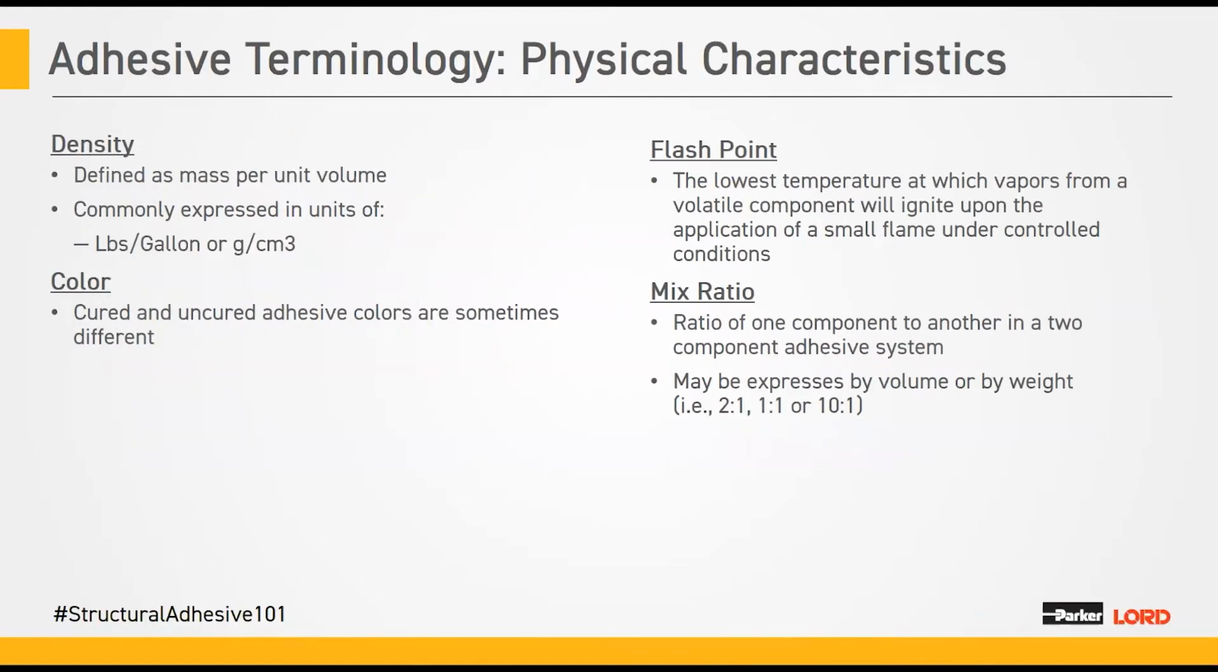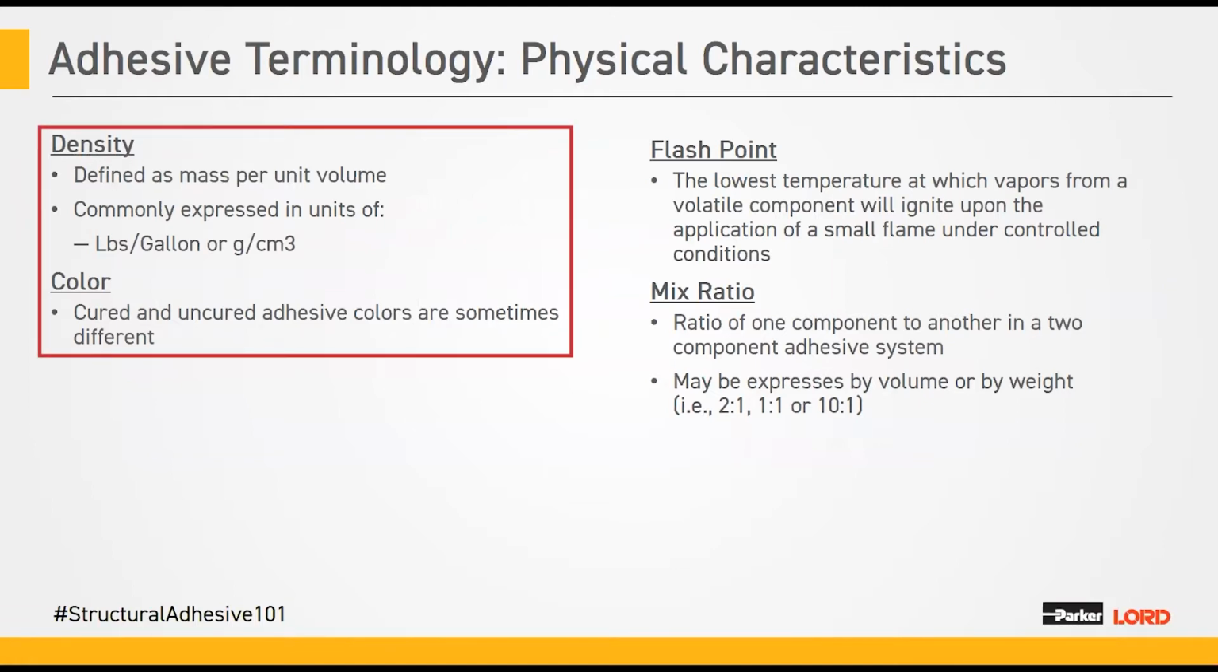Now I'd like to turn to some of the terminology that refers to the physical characteristics of the adhesive. Density and color being the first two. Density is simply the mass per unit volume. It's commonly expressed as pounds per gallon or grams per cubic centimeter. In basic parlance, that's how much the material weighs, how much it's going to add to the assembly. Color is often listed in an uncured state and typically also as a cured state or even a mixed state. When two different materials come together, they might be different colors and create a third color when they're mixed.